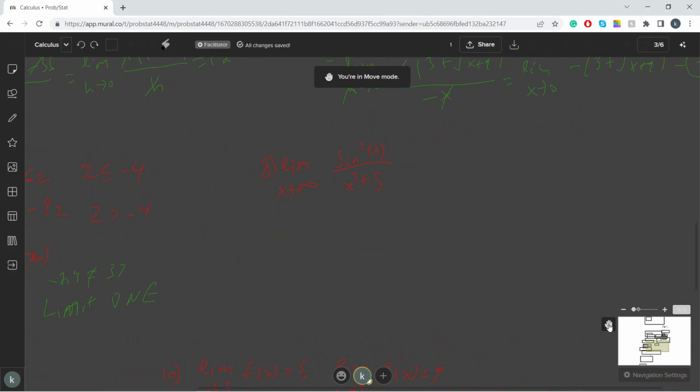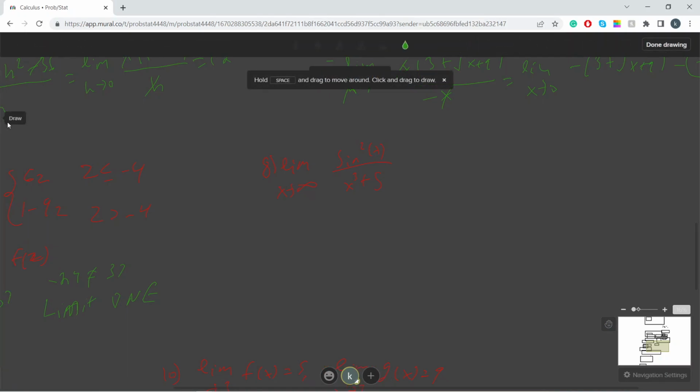Problem number 8 is a different type of limit than prior examples we've seen. So let's get through it. We want to evaluate the limit as x approaches infinity of sine squared x over x cubed plus 5. One tip with infinite limits like this, where x approaches infinity, is to think about what terms stay significant versus what terms don't.